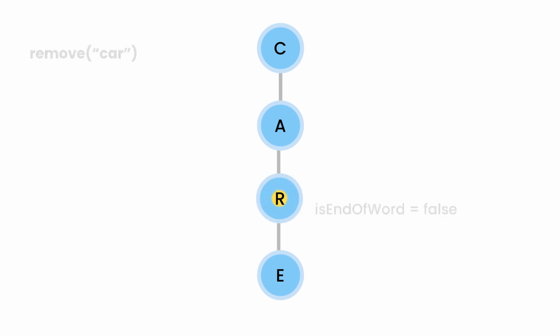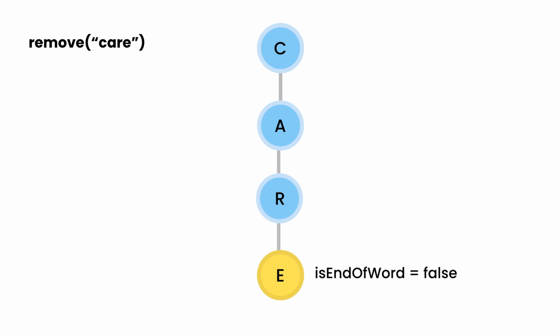Now let's look at another example. What if you want to remove the word care? Once again, we start from the root, and using recursion, we do a post-order traversal until we get to the last node for the last letter of this word. That is the E here. Just like before, we remove the end of the word marker, and then look at the children of this node.